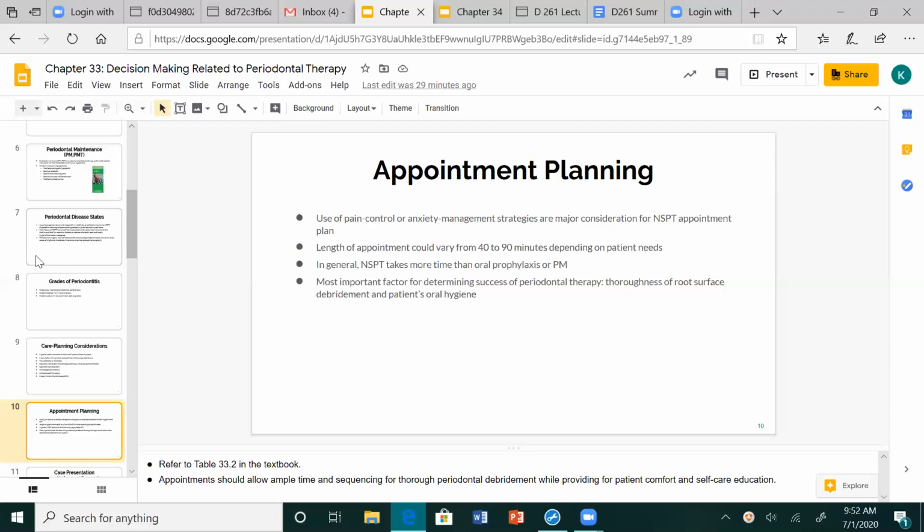We know that calculus itself is not harmful. It's the fact that it's always covered in biofilm, and that bacteria can just live in there forever. That's what causes a problem. That's what the bone and the tissue don't like, is the bacteria. So how well did we clean? Did we get all the calc off? And what's the patient's oral hygiene going to look like when they leave? Those are the two most important things.